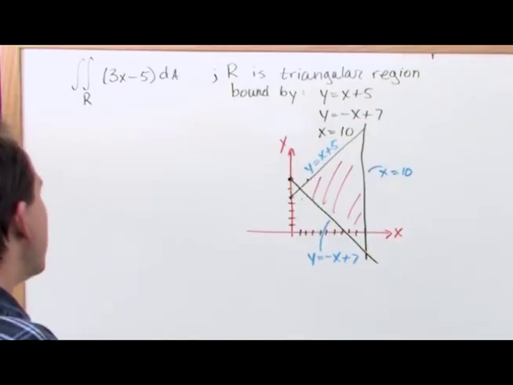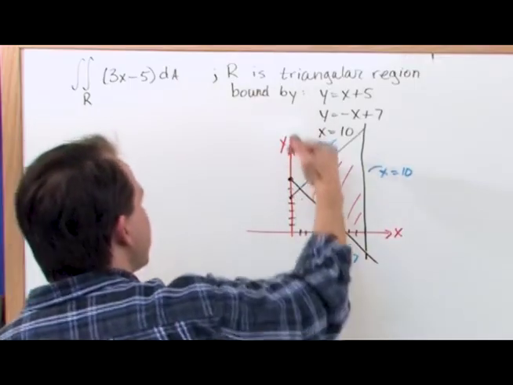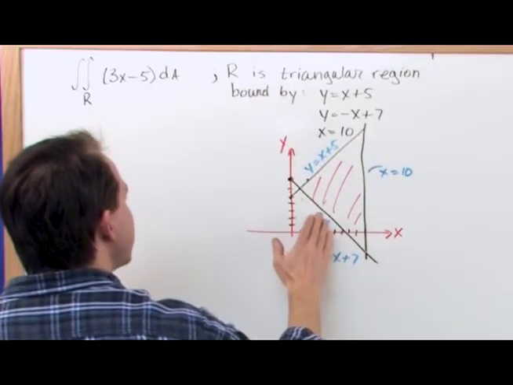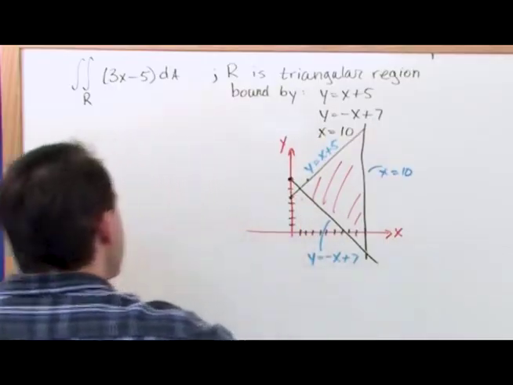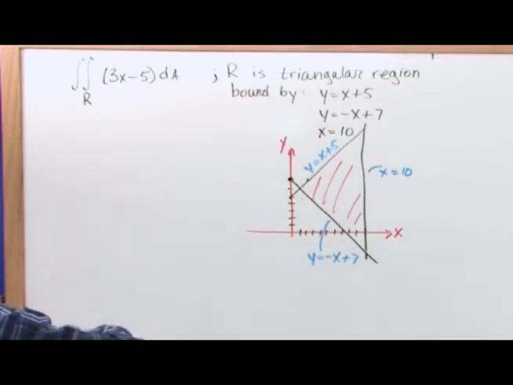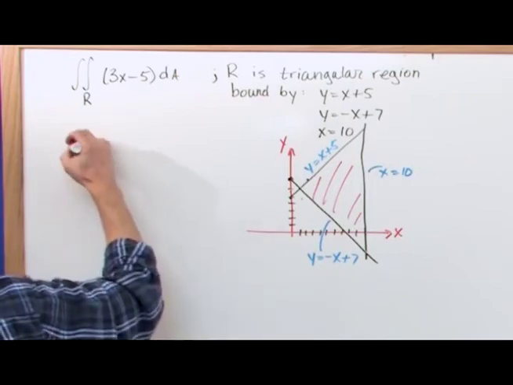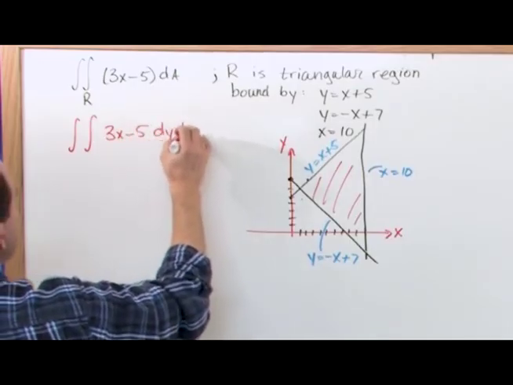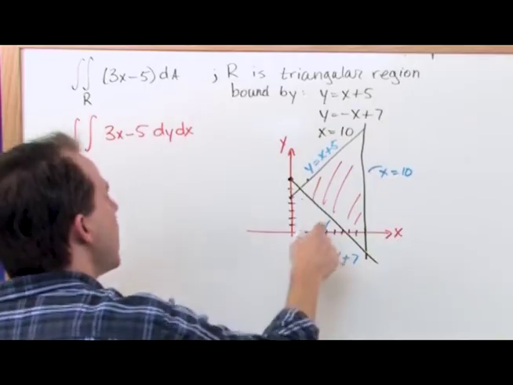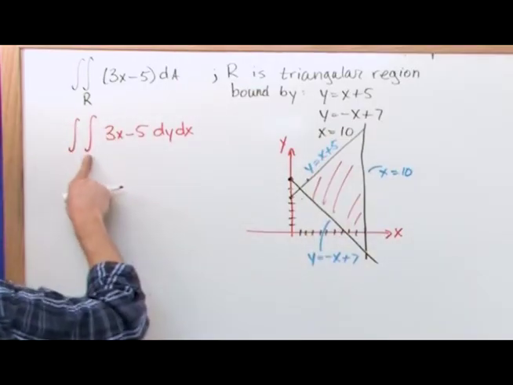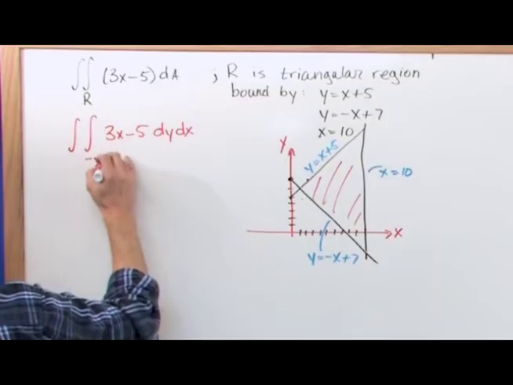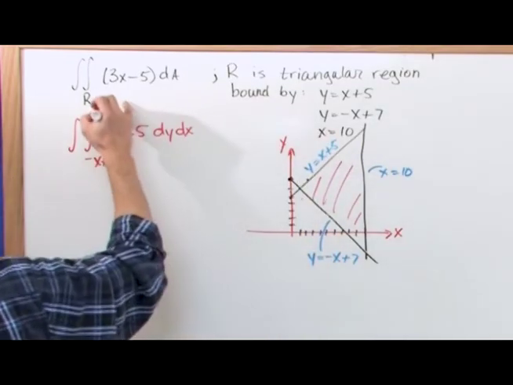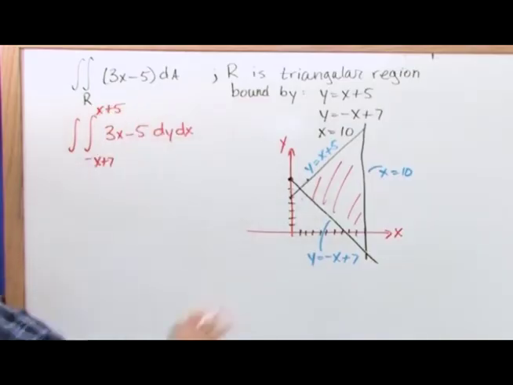Now, it's a vertically simple region, so I'm going to go ahead and use that. I need to figure out what boundaries I'm going to use. I'm going to integrate along y first, between this line and this line, and then I'm going to go this direction. So I'm going to have a double integral of the function 3x minus 5, integrating along y first and then along x. Integrating along y, I go from y is equal to negative x plus 7 down here up to y is equal to x plus 5 up at the top. That takes care of the integration along y.